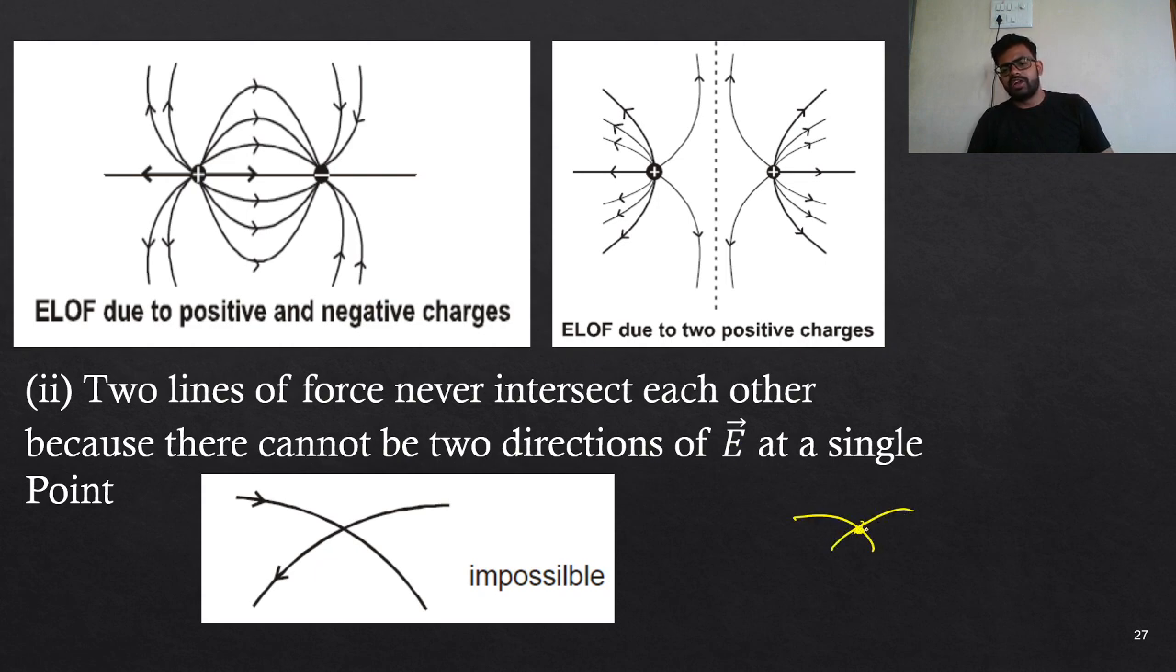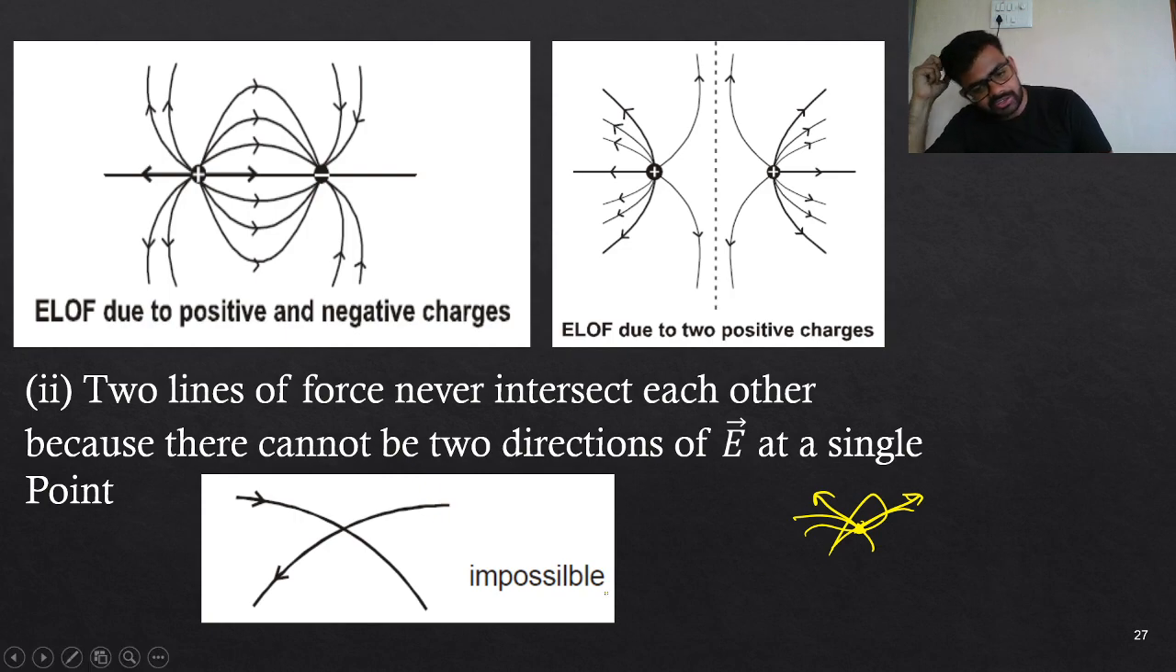Because what are electric field lines? Electric field lines are curves whose tangent at a point represents the direction of the electric field. So at this point the direction of electric field is like this, and at this point the direction of electric field is like this. So which one will you prefer? You cannot, right? Two directions of field at the same point are not possible, so that's why two electric field lines never intersect each other, remember.